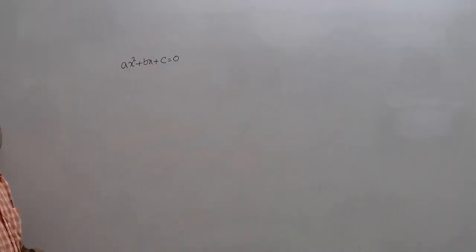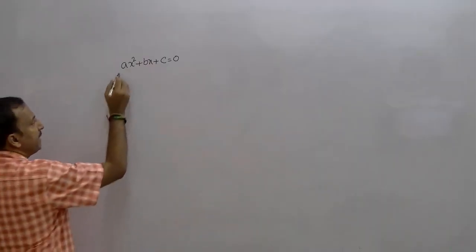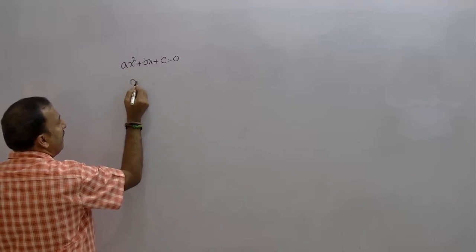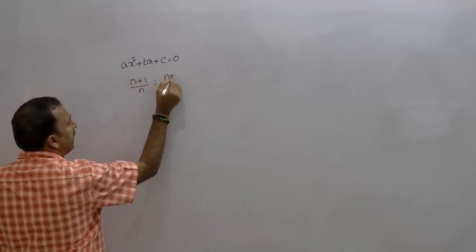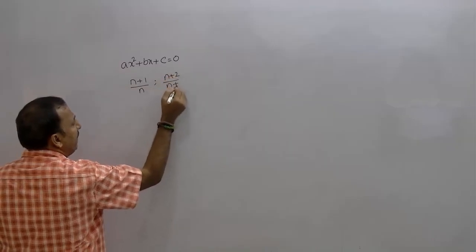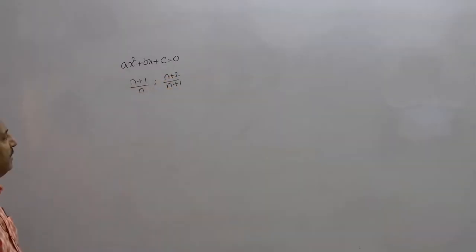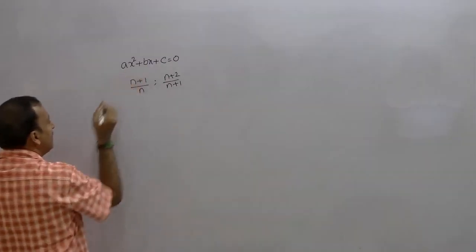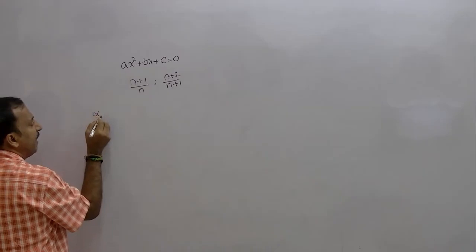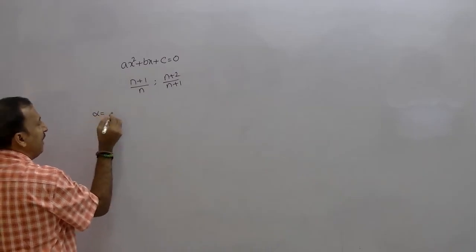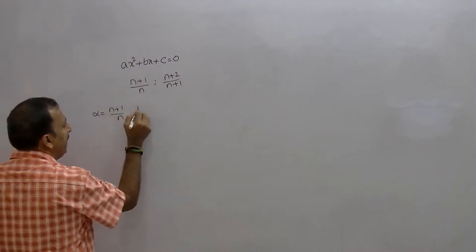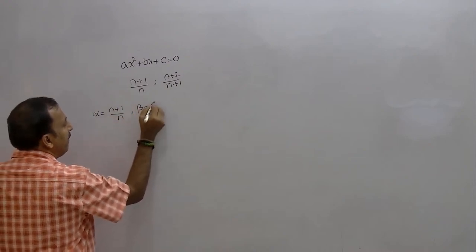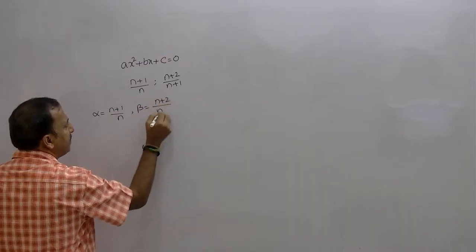The roots of this equation ax square plus bx plus c is equal to 0, if they are of the form n plus 1 by n and n plus 2 by n plus 1, find the condition. What is the condition? See, let us consider that the roots of this equation are alpha and beta, and let alpha is equal to n plus 1 by n, and beta is equal to n plus 2 by n plus 1.